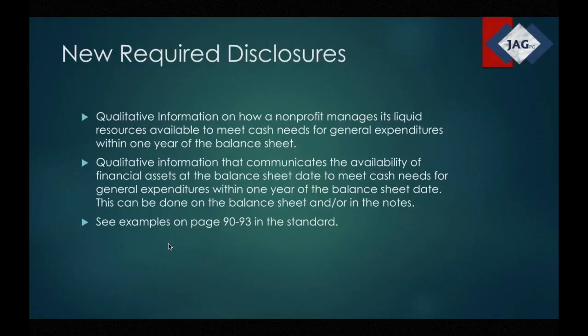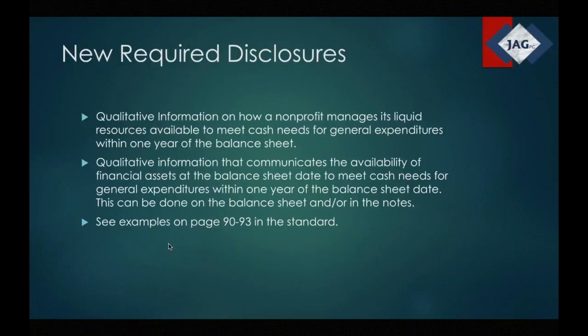But if we look at case A on page 91, you're going to see here's the statement of financial position, but then the actual illustration of the footnote is here. The not-for-profit has $395,000 of financial assets available within 1 year of the balance sheet date to meet cash needs for general expenditures, consisting of cash of $75,000, contributions receivable of $20,000, short-term investments of $300,000. None of the financial assets are subject to donor or other contractual restrictions that make them unavailable for general expenditure within 1 year of the balance sheet date.